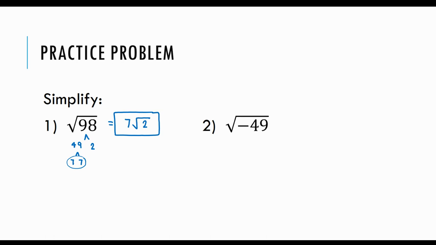Number 2, when we're taking the square root of negative 49, even though 49 is a perfect square, the negative underneath the radical tells us that as of right now, we have no real solution. So anytime we have a square root with a negative underneath it, we have no real solution.